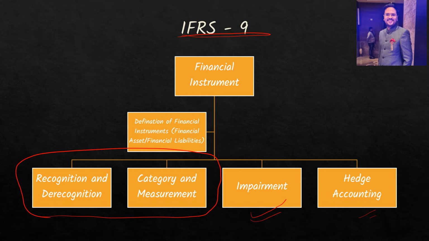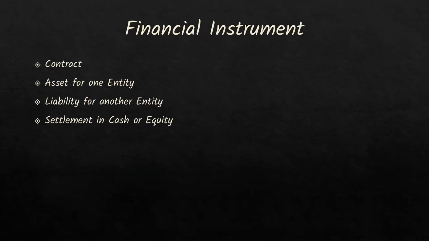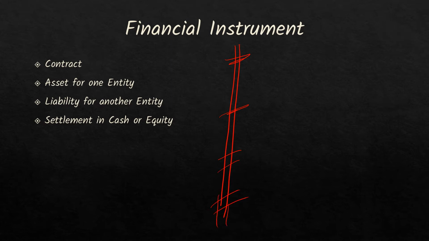Before we go to accounting, we must know what a financial instrument is. As per IFRS 9, a financial instrument is something which fulfills these four conditions. If any transaction has these four conditions, it must be categorized as a financial instrument. That asset must be recognized as a part of financial instruments. So what are these four conditions?